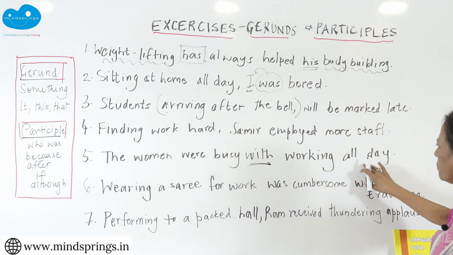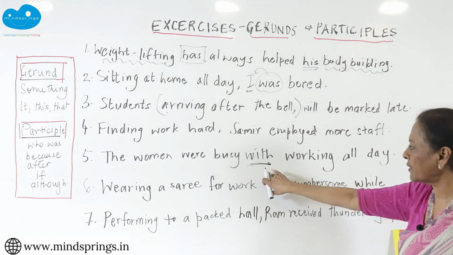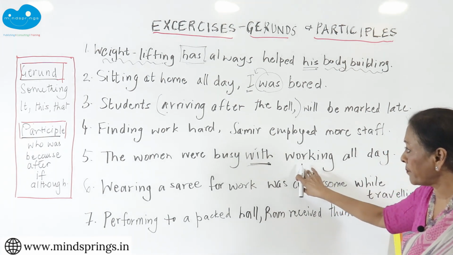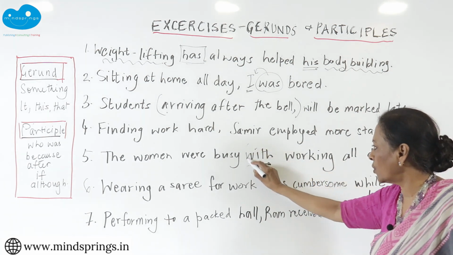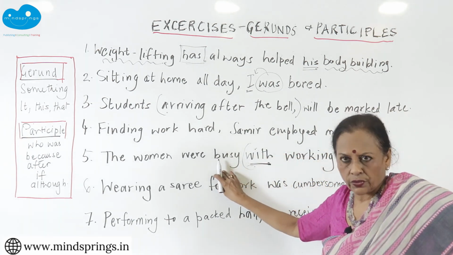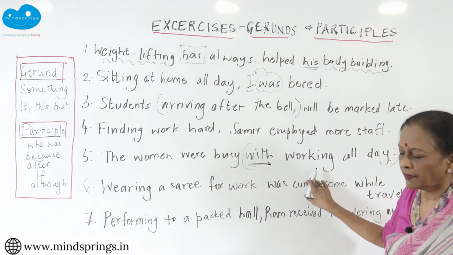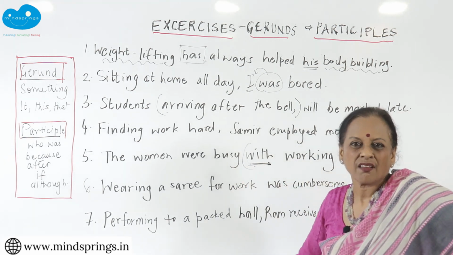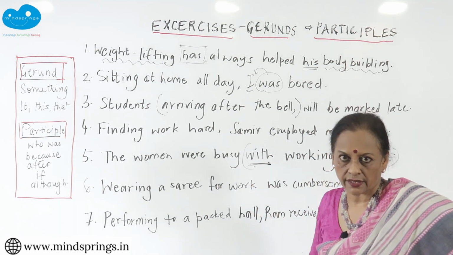Okay, "The women were busy working all day," with working all day. Because I have got a with there, I am saying this is a gerund because it is after a preposition. So, what is this with working all day? The women were busy is my main clause. With working all day, with something, and therefore it is a gerund phrase because I am saying the women were busy with something. With it, if I do this, it will make perfect sense.